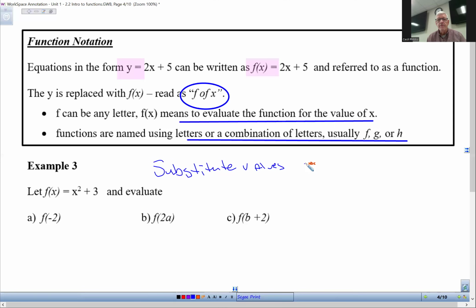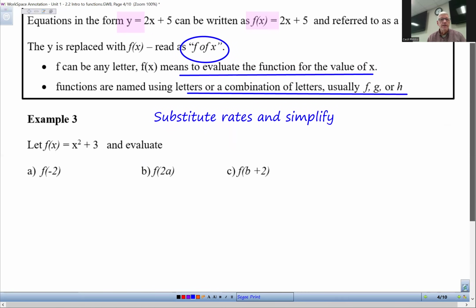And then simplify. Sometimes simplify means we're going to get a single value or a single number. Sometimes simplifying just means simplify the terms as much as possible because we may have variables. All right, let's take a look at this first one.